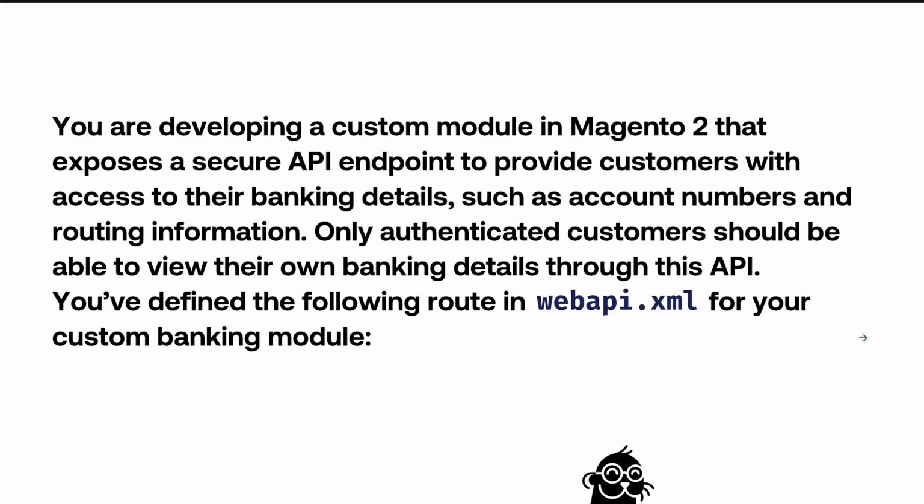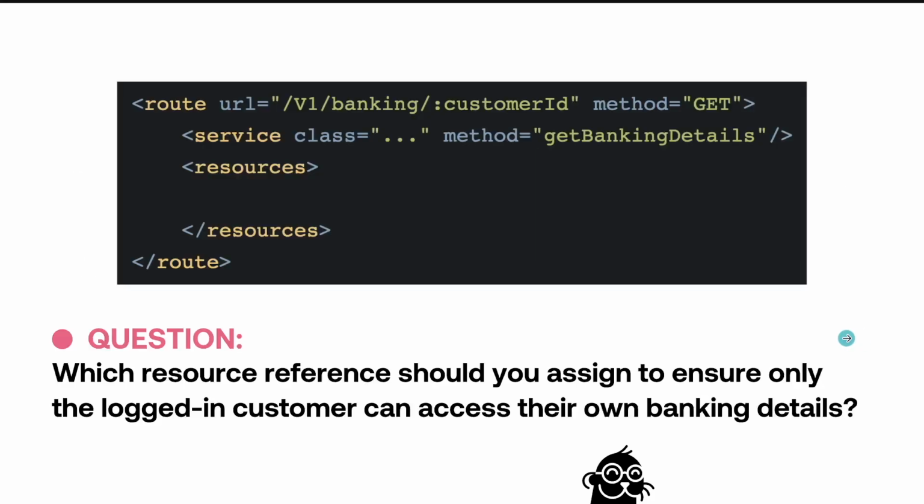You are developing a custom module in Magento 2 that exposes a secure API endpoint to provide customers with access to their banking details, such as account numbers and routing information. Only authenticated customers should be able to view their own banking details through this API. You've defined the following route in webapi.xml for your custom banking module. And we have the little code snippet here.